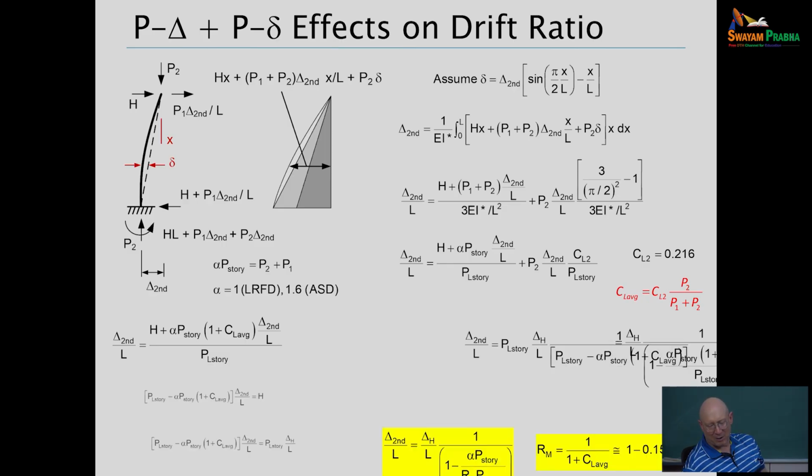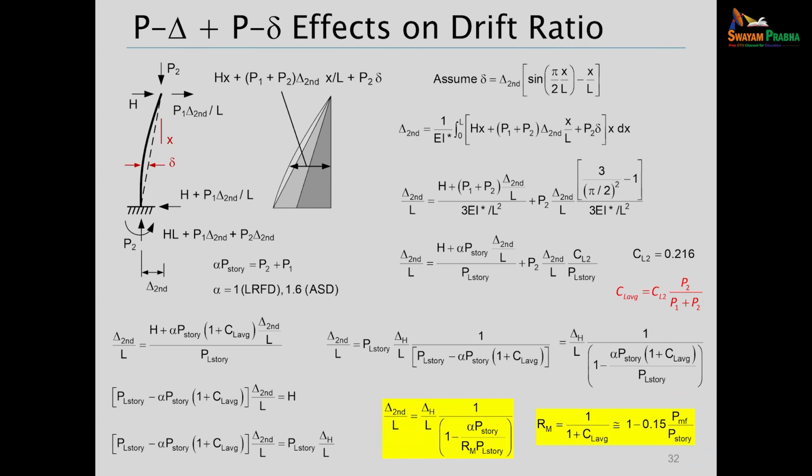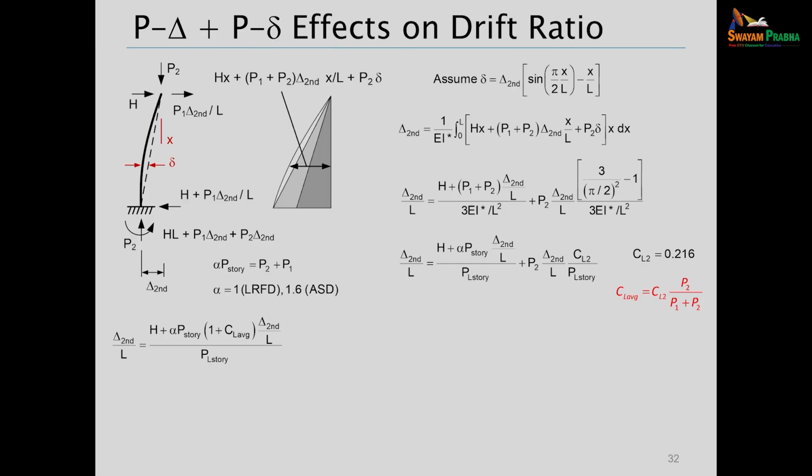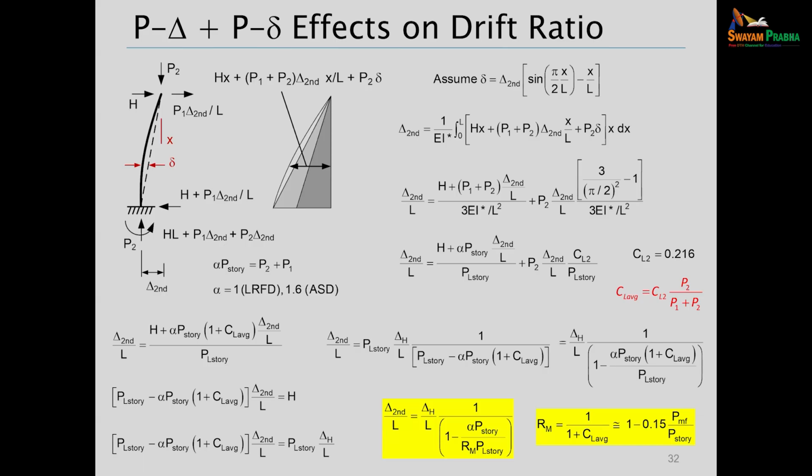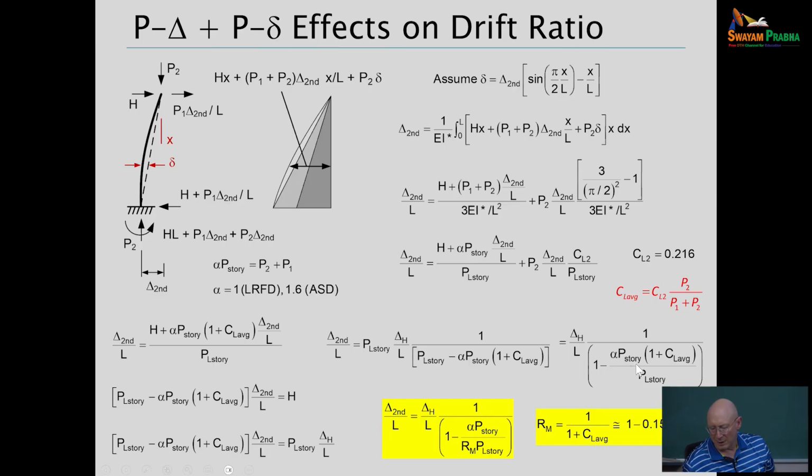Okay, so now a lot of algebra. You can see that the equation we just had has the same problem we had before: we've got delta second on both sides of the equation. So we need to solve for delta second. If we do that, and carry everything through, you get this.